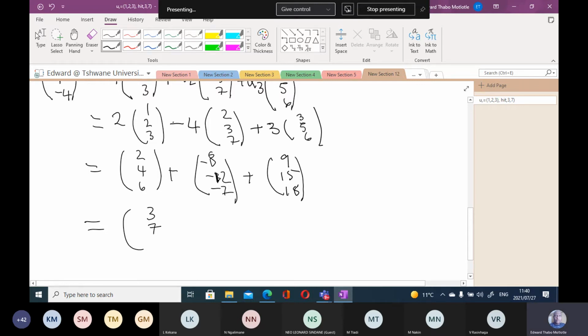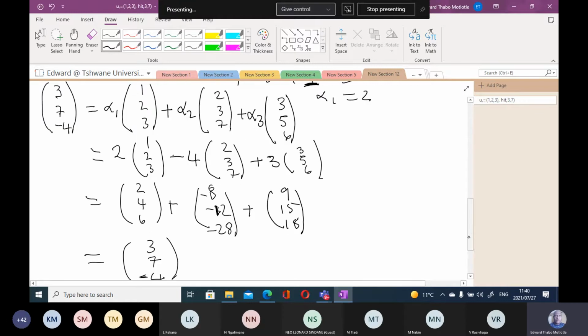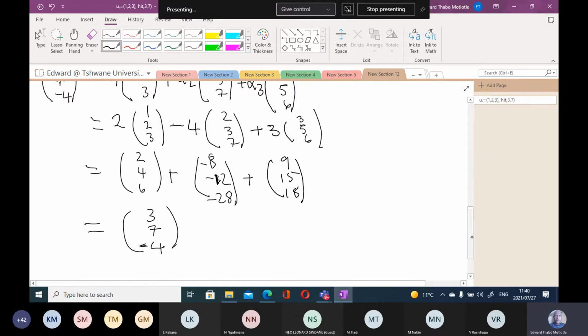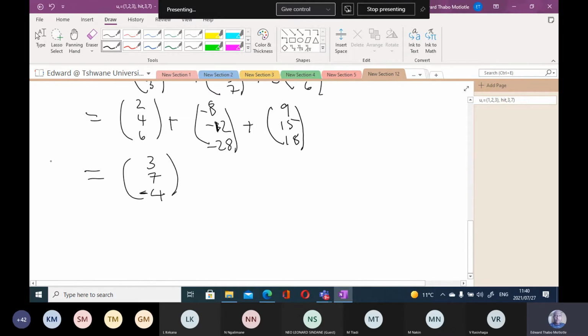The last one, there's something wrong. I wrote too fast and I made a mistake. This one is minus 28. Minus 28 plus 24, this gives me 4, and this is negative 4. Okay. And can you conclude that the left-hand side is equal to the right-hand side? So we have proven that this is the case. This is 3, 7, negative 4.